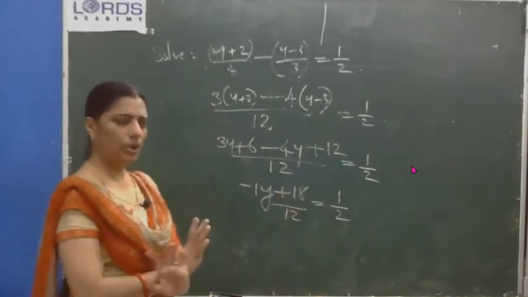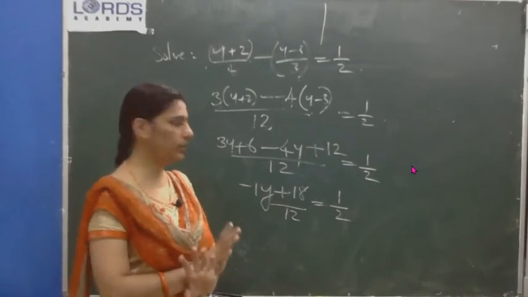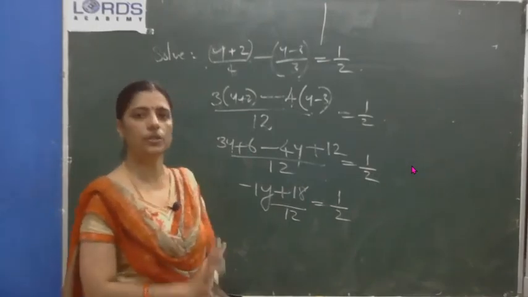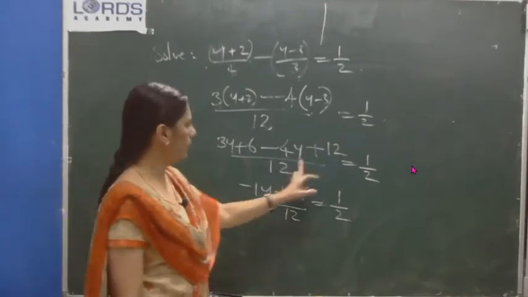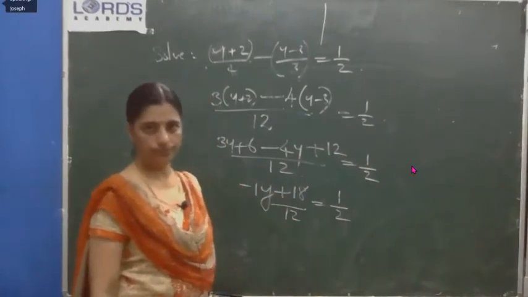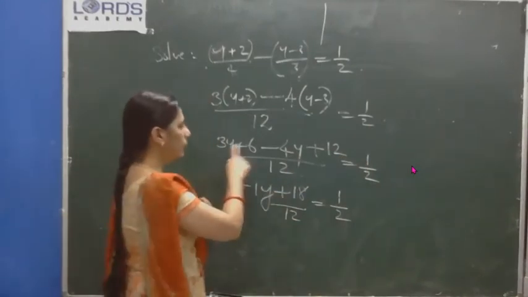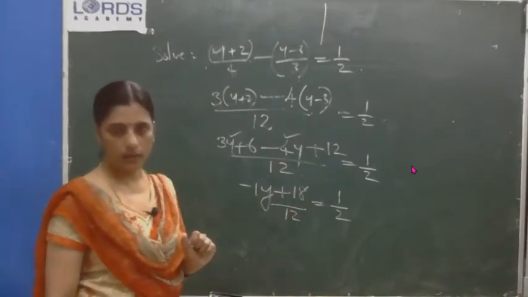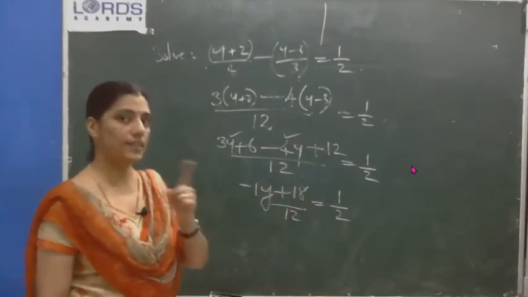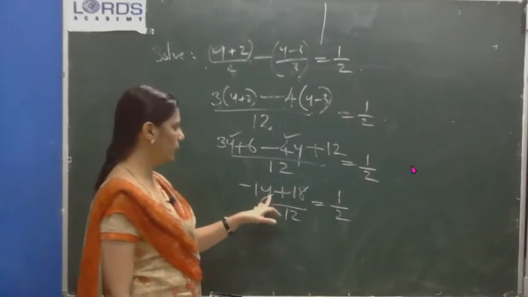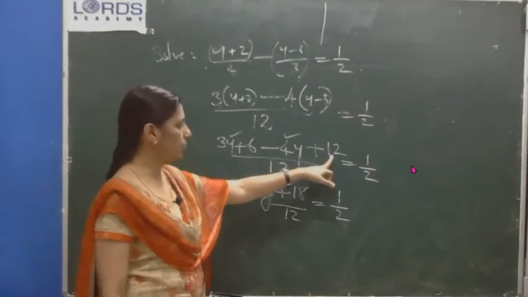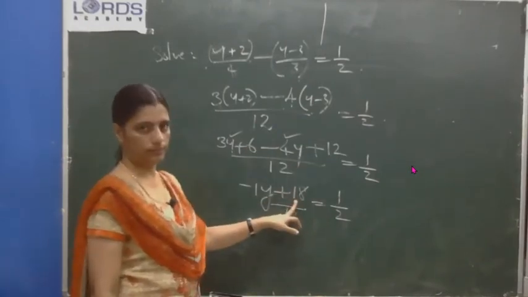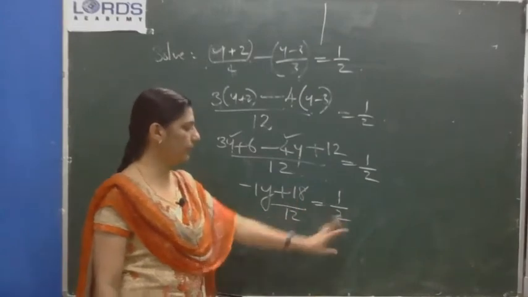Okay. Don't copy from anywhere. If you could understand, then only you can copy to your notebook. Whole divided by 12 equal to 1 by 2. Now, 3y minus 4y, these two are like terms. 3 minus 4 means negative 1, so negative 1y. 6 plus 12, that is 18. Whole divided by 12 equal to 1 by 2.